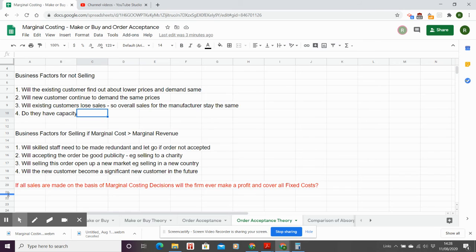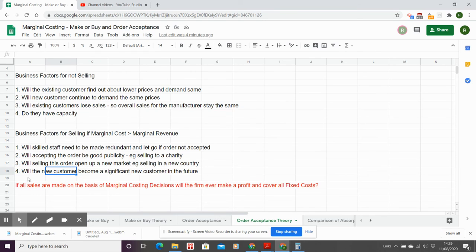Will accepting the order be good publicity? E.g., are we selling to a charity? There's a good example of a question where a hotel were looking at renting some playing fields to a school, and even though it's going to cost them a small amount of money, the adverse publicity for a hotel of not allowing a school to do a sports day may be quite negative on their sales. So good publicity might be some reason to do it.